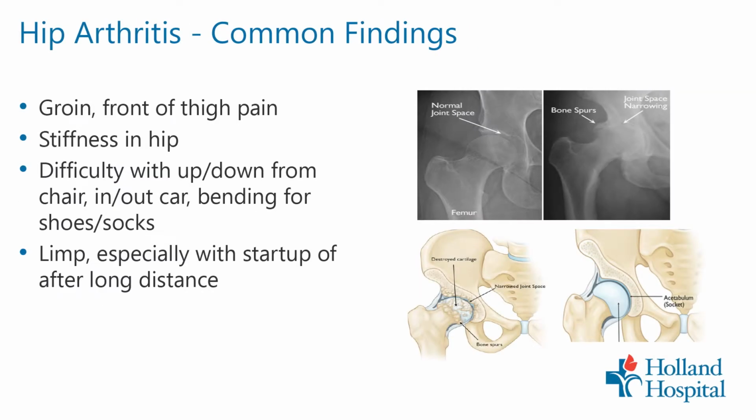Comparing now a normal hip and an arthritic hip. Common symptoms of hip arthritis include pain of the groin and pain in the front of the thigh, stiffness, limping, difficulty maneuvering from sitting to standing, in and out of a car, and bending down.